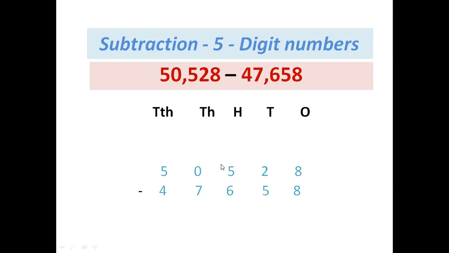Okay, from this 5 we can borrow over here, right? Now this 5 will get reduced to 4 and this 2 will become 12. Okay, now from this 12, minus 5 is possible, we can do. Now let's see, 4 minus 6, oh, this is also not possible.